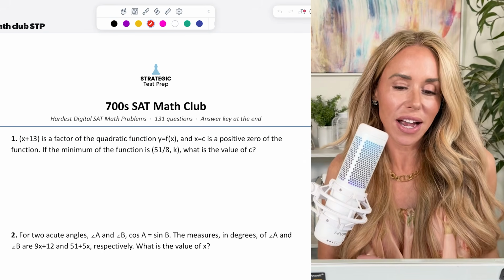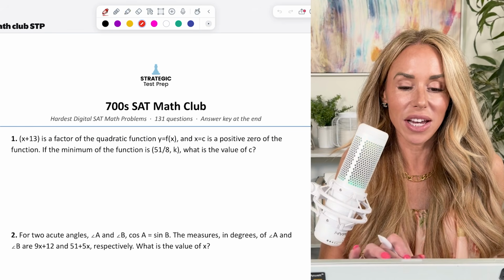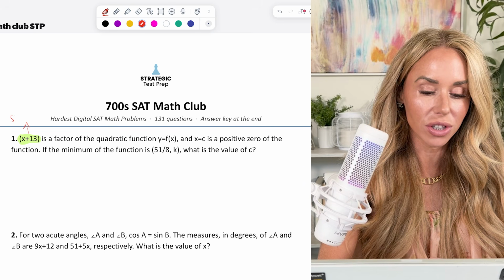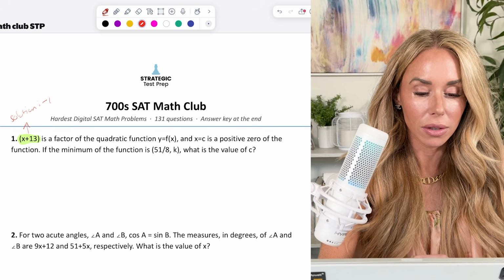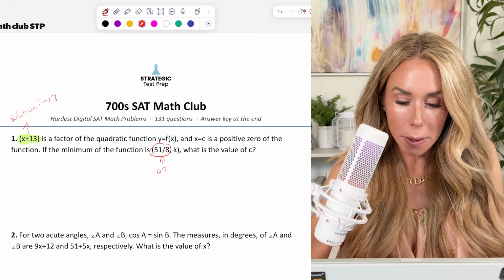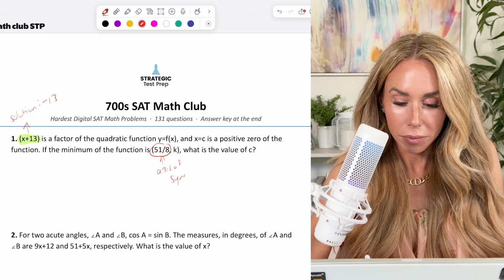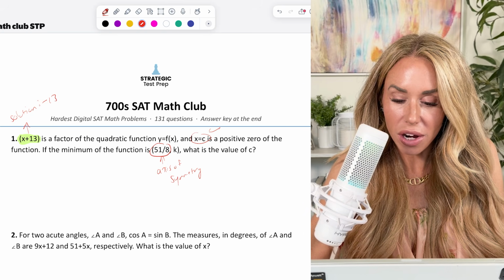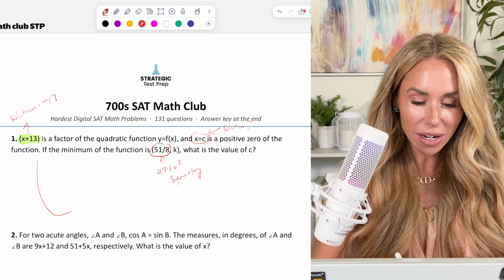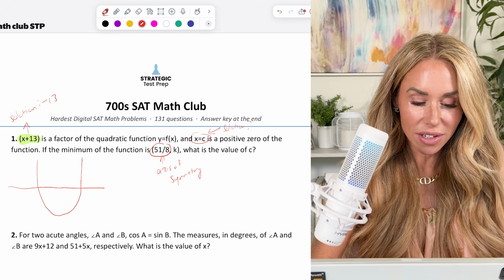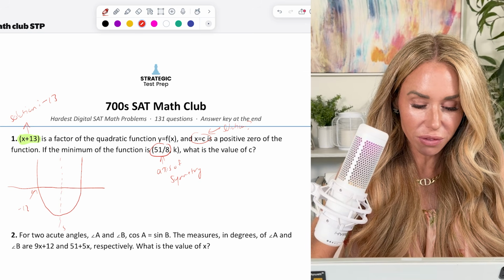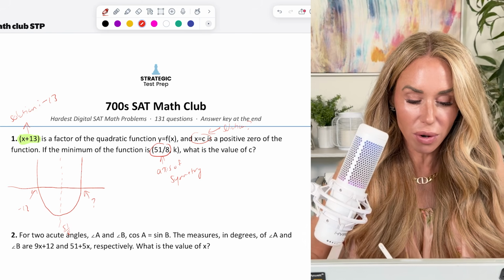Okay, I'm going to break this down based on what I know about the SAT and what I need to extract. This is important information because it tells me there's a solution at negative 13. And then this basically is the axis of symmetry. And then they want to know what the other solution is, and it's going to be positive. So essentially, if we have a quadratic, and here's the x-axis, it crosses at negative 13. Our axis of symmetry is at 51/8, and then we want to know this point over here.